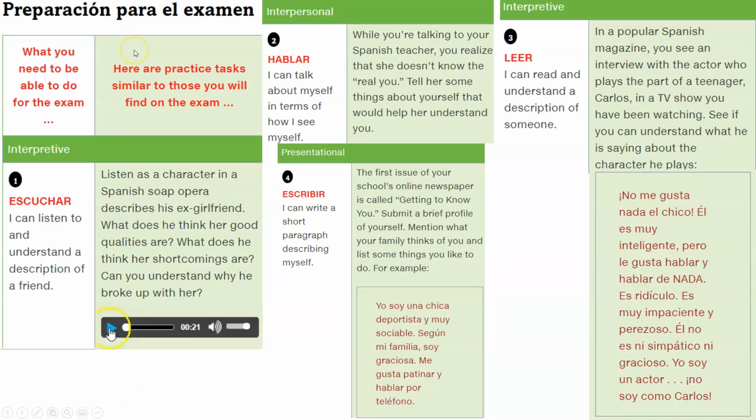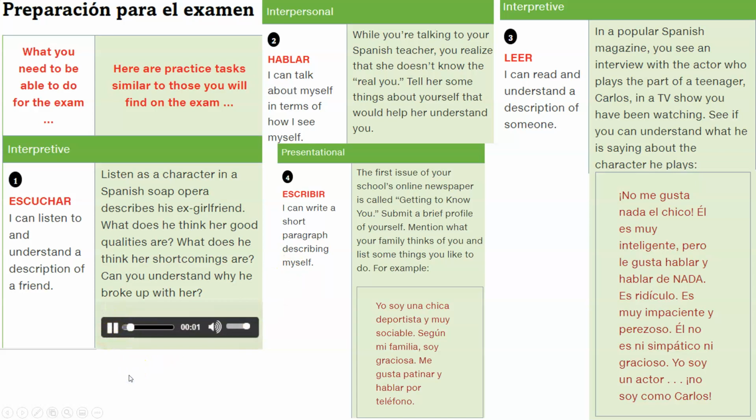All right, preparation for the test, what you'll be able to do. I can listen to and understand a description of a friend. So listen as a character in a Spanish soap opera describes his ex-girlfriend. What does he think her good qualities are? What does he think her shortcomings are? And can you understand why he broke up with her?